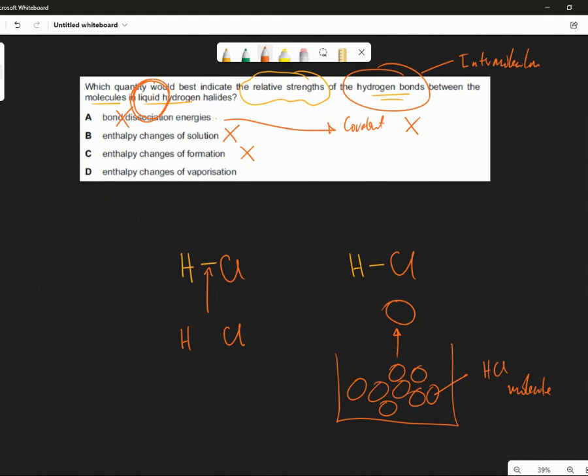Yes, we're breaking intermolecular bonds. Exactly. Well done, Basadi. And so what bond is that? Hydrogen bonds are intermolecular. So it must be D, mustn't it? If we vaporize something, it gives us an idea about the strength of the hydrogen bonding. So are we okay with that?